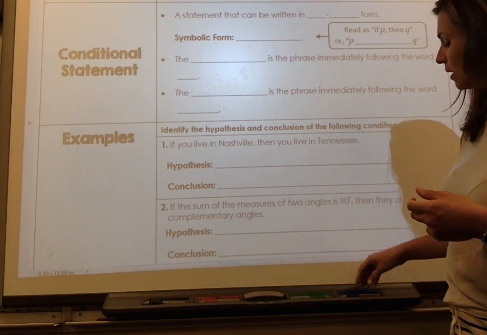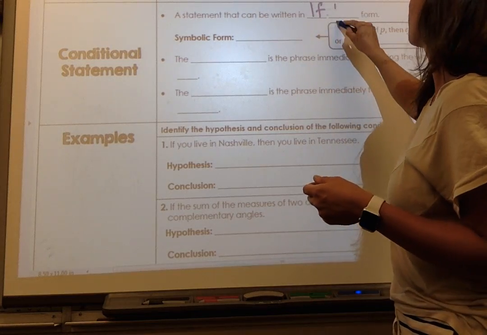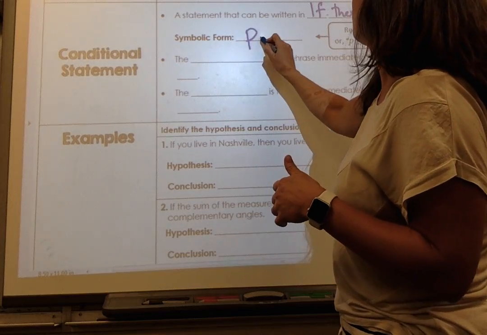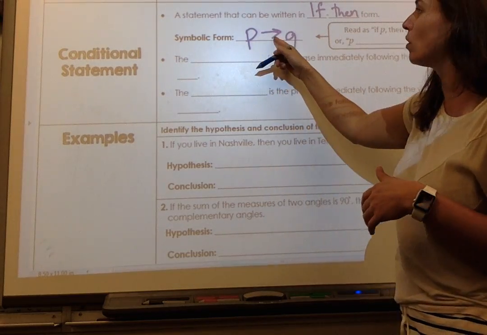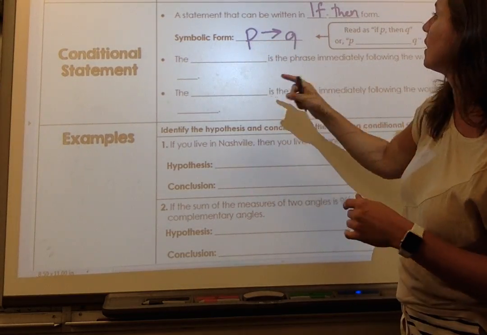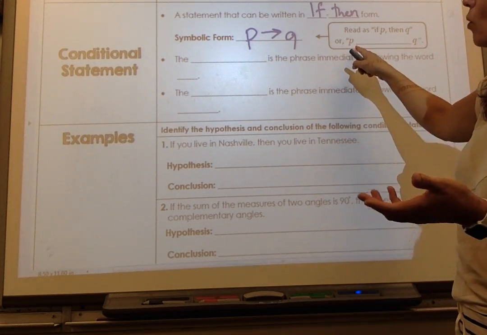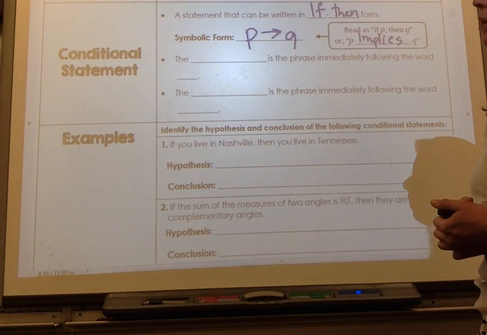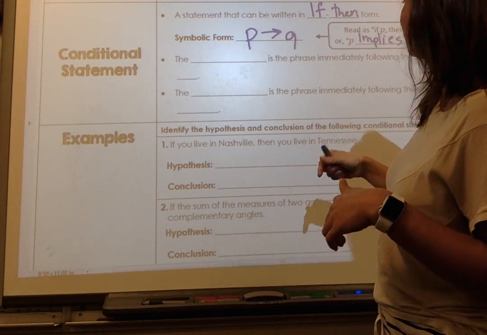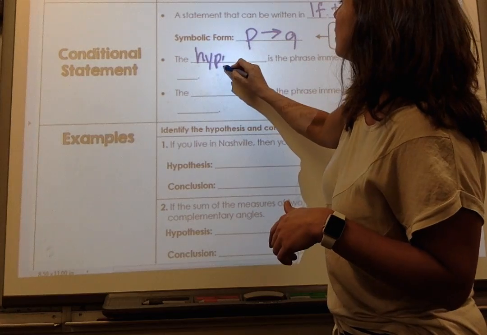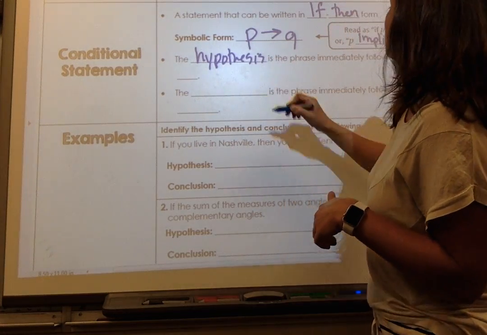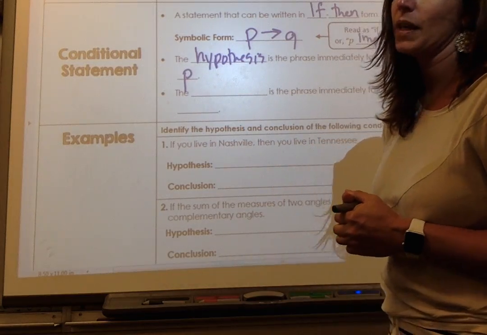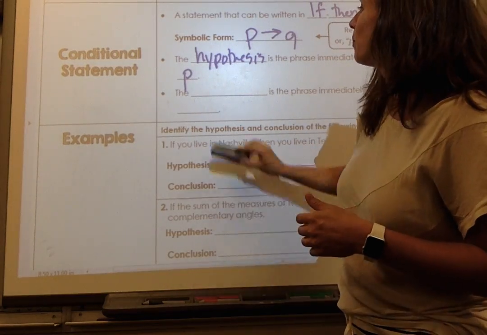It's a statement that can be written in if-then form. There's an abbreviation for that, and it's called if P, then Q. So we draw a little arrow, and how we read it is if P, then Q, or we say that P implies Q. So the hypothesis is the phrase immediately following the word if. That's your P part.